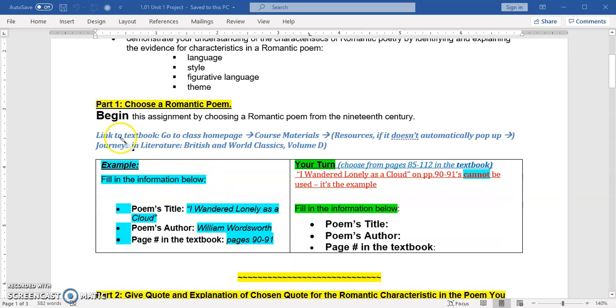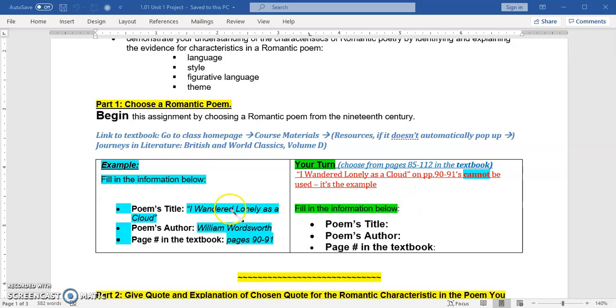So first part is you need to choose a romantic poem. So you need to go to the textbook, and here's the different steps that you need to take to get to it. It's hard to link to it every single time we do this project, so I just put it this way, and it helps you to be able to find it in the future. So class homepage, course materials, resources, if for some reason that doesn't automatically pop up, to a list to scroll down to the Journeys in Literature, British and World Classics, Volume D.